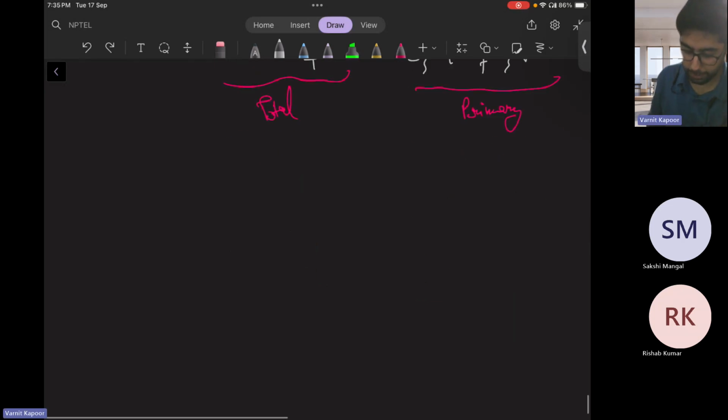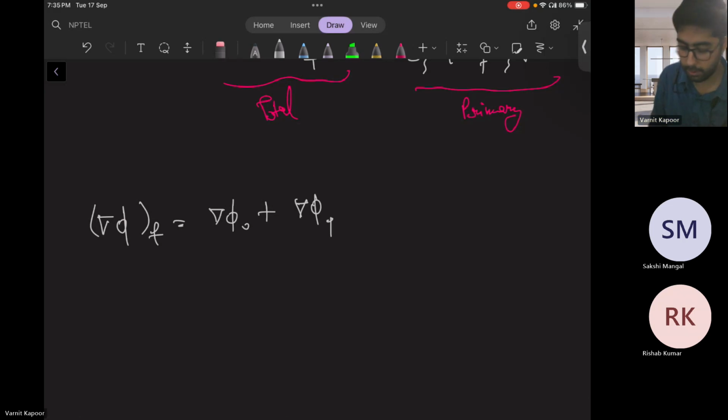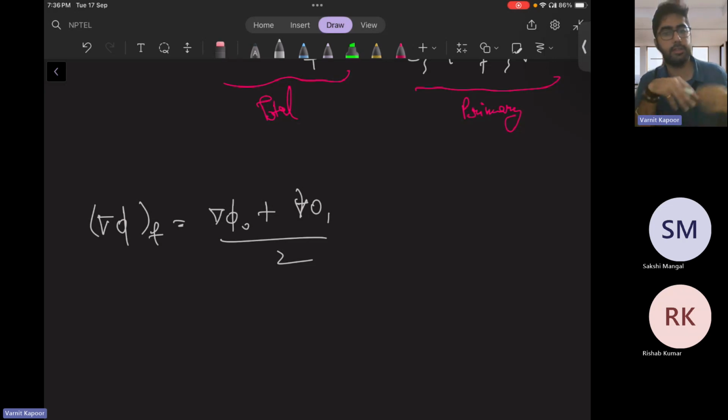This is how it works basically. Grad of phi at that phase can be computed as grad of phi at the cell centroids, C naught and C 1, divided by 2. Okay. Now this we will see in the coming lectures, how to calculate the gradients. Okay.